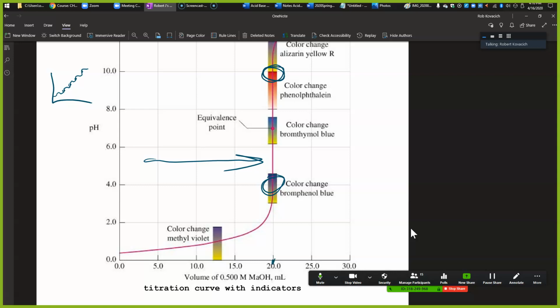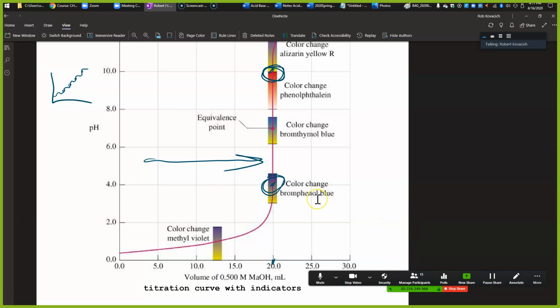It looks like I'm on 20 milliliters, and I definitely added something, but it's basically still on 20 milliliters. So a drop can take you from pH 4 to pH 10. So you could mess it up very easily by just adding a single drop.